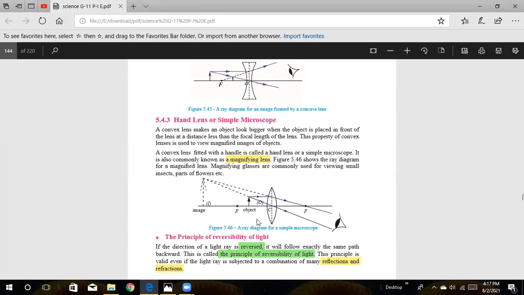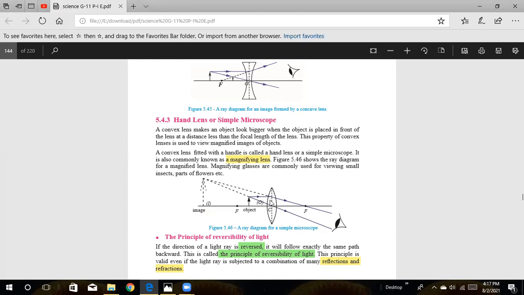How is a large image formed? Here you know this ray diagram. Here is the object. One ray comes from the top of the object, parallel to the principal axis, and refracts here and goes to the focal point. The other ray comes from the top of the object and goes to the optical center without any bending.